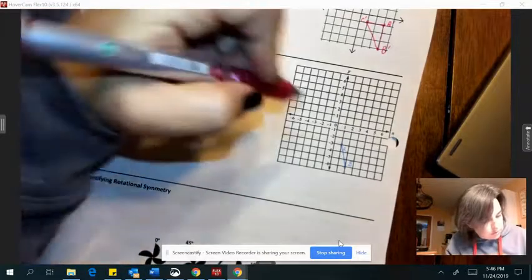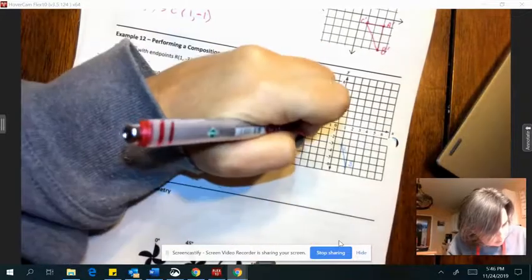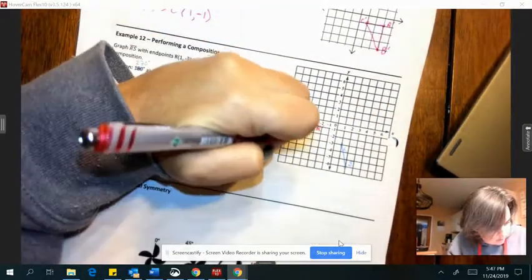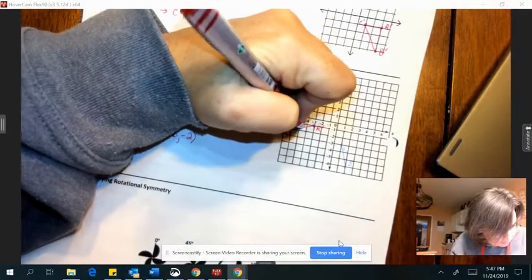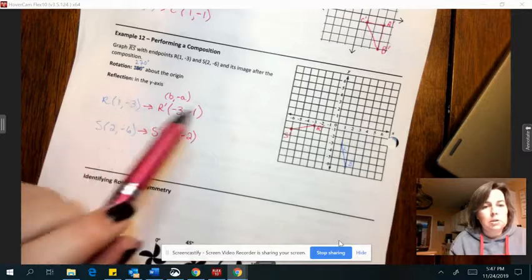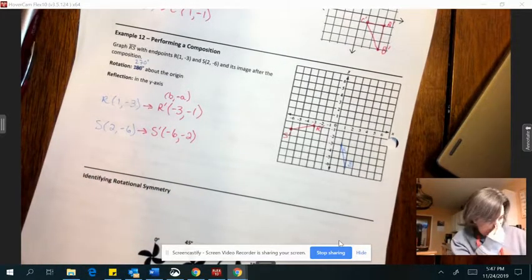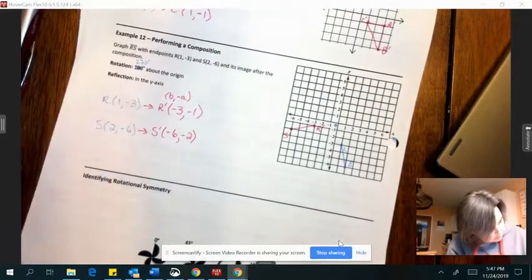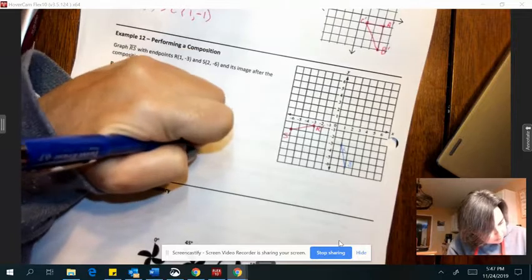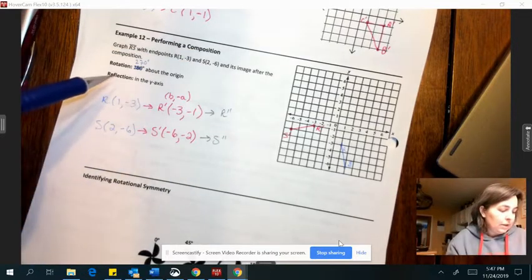Now I'm going to graph those two. So I get negative 3, negative 1 is here. R prime. And negative 6, negative 2 is here. That's S prime. So there we go. Here's our pre-image. Here's our first image, and then we're going to move to our last image. This will be our R double prime, S double prime. We're going to reflect it in the y-axis.